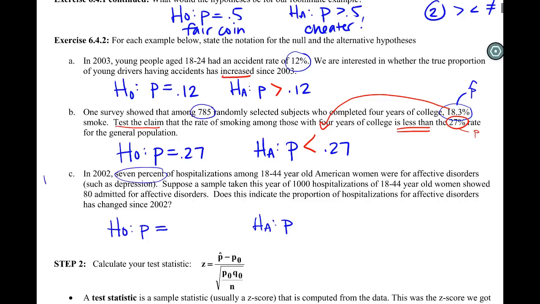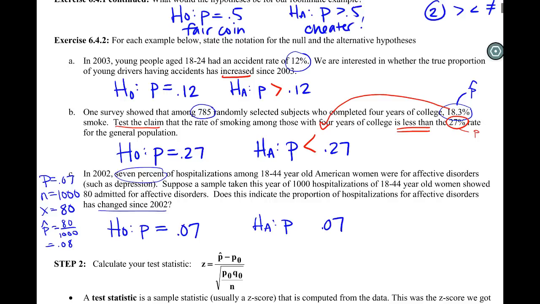We wanted to translate everything we were given here. We had a true value from 2002. We had a sample from this year with a number of people who fit that criteria from this year. So if we wanted to, we could go find a p-hat. But that's not our goal here. Our goal is to figure out what our null and alternative are. In this case, we do want our value from 2002, because we want to say, has it changed since 2002?